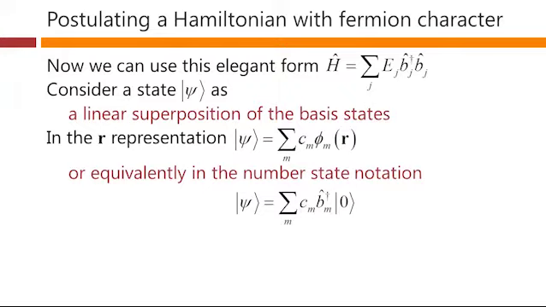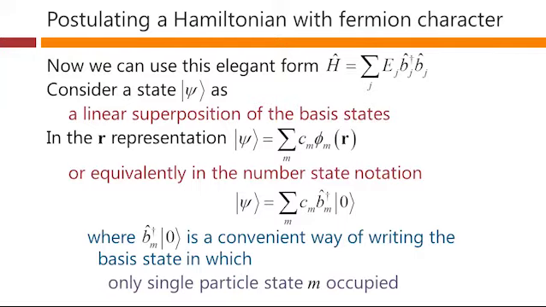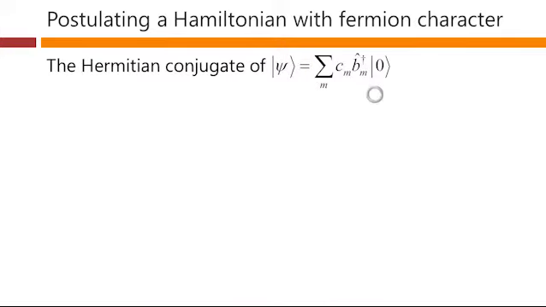The same expansion coefficients, and now we're writing Bm dagger operating on the empty state, which gives us a particle in state m. As we said, this is a convenient way of writing the basis state in which only single particle state m is occupied. The Hermitian conjugate of this state here is simply the following bra vector. So we simply take the Hermitian conjugate of each of these products in here, which as we know is the flipped around product of the Hermitian adjoints or conjugates.